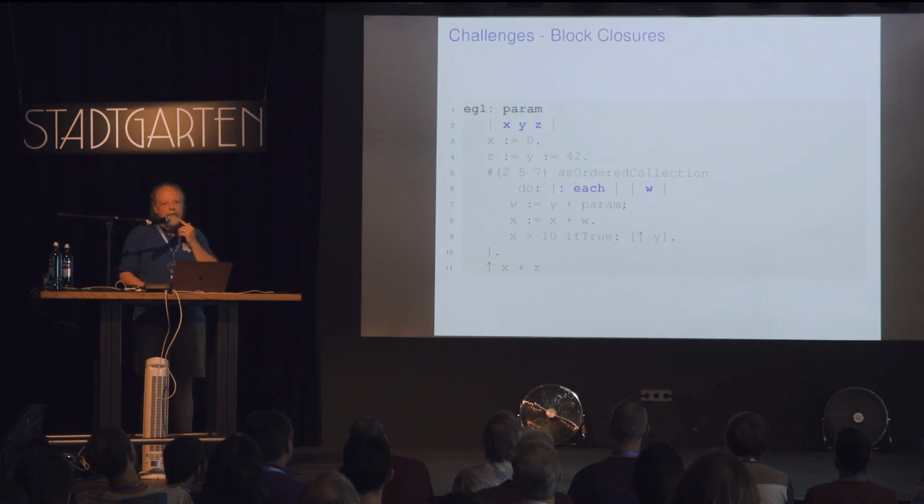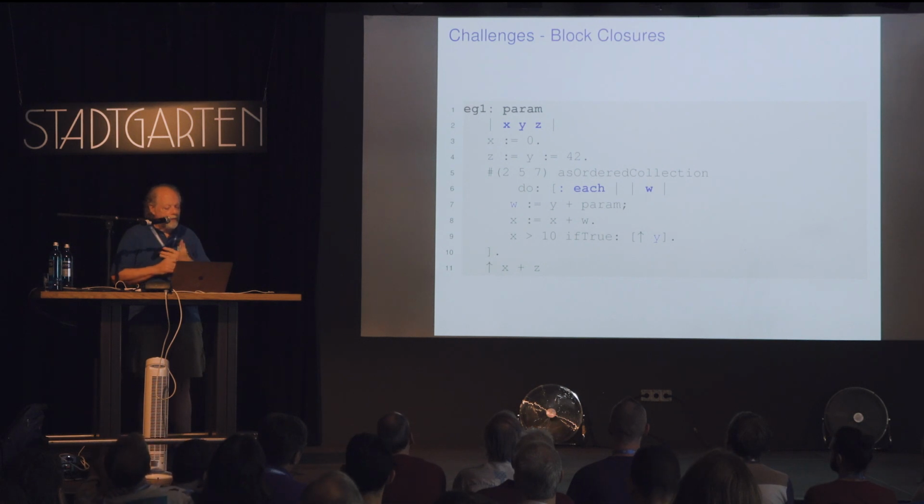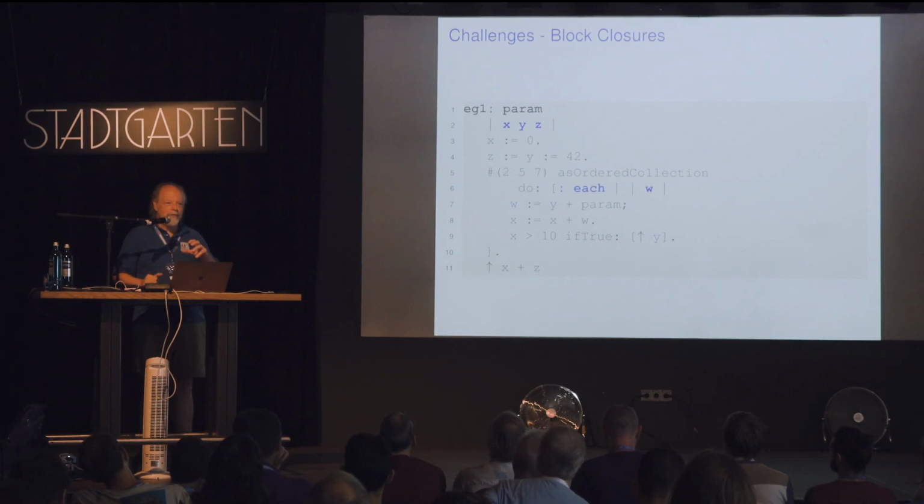So one of the challenges of compilation, of transpilation in general, is block closures. So block closures have a few different challenges associated with them. The first of these challenges is that block closures can live past the lifetime of the method in which they're called, in which case they have to be allocated on the heap and various challenges like that.